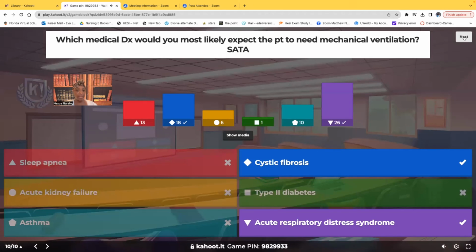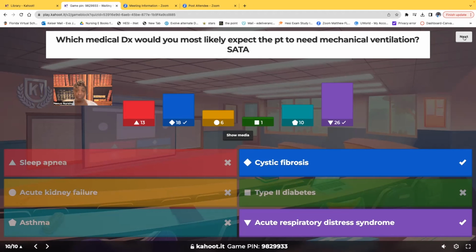Okay, let's talk about it. 13 people chose sleep apnea, but no. With sleep apnea, they might have to be on a CPAP at night, but they wouldn't have to be on mechanical ventilation. Sleep apnea is when at nighttime there may be partial occlusion of the airway, like the patient's tongue may get in the way of them breathing, but that doesn't mean they would have to be on a vent.